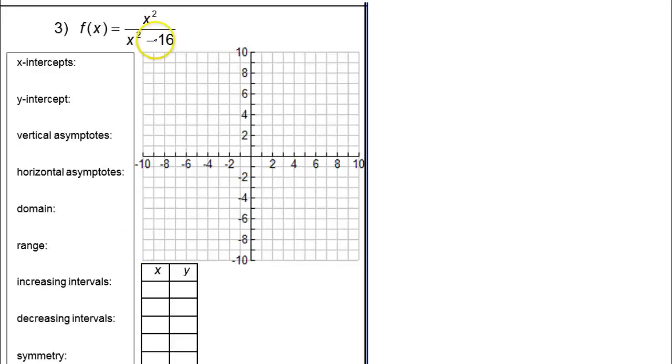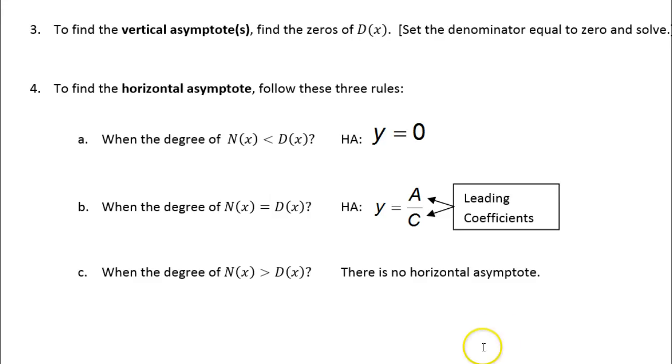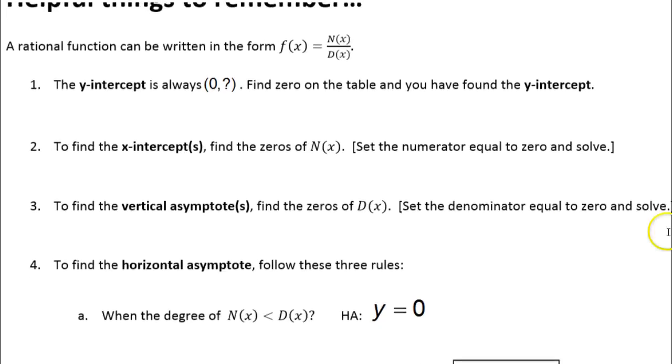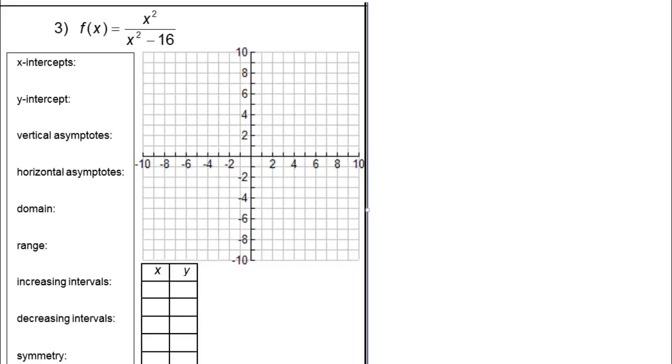In this video, we will be graphing and analyzing this rational function. Let's start with those x-intercepts. Remember from our notes, we can find the x-intercepts by setting the numerator equal to 0 and solving. So if I set this numerator equal to 0, that means I will have x squared equal to 0.